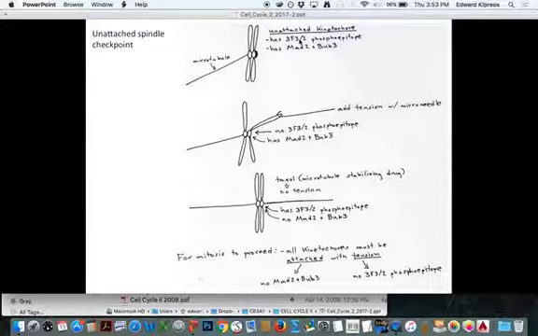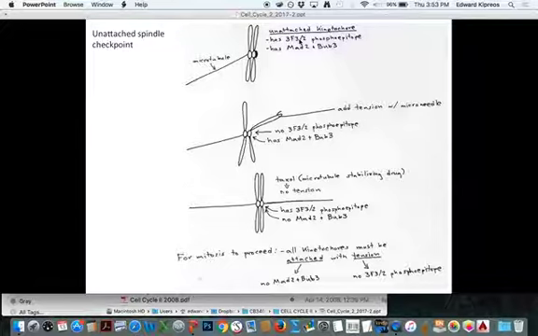And until you have that situation where they're both attached with tension, they're not going to go through the metaphase to anaphase transition. So, just in general, there's no way that you're going to get attachment at the exact microsecond for both of them. You're always going to have a situation where it attaches on one side first, then the other side. Okay?